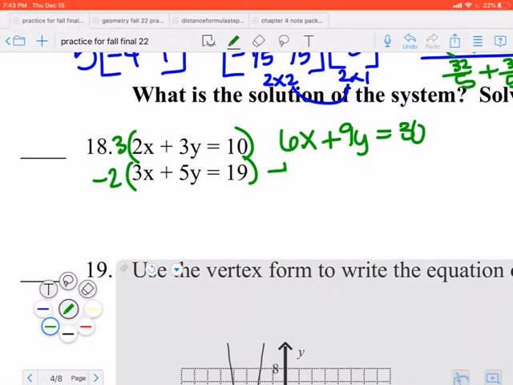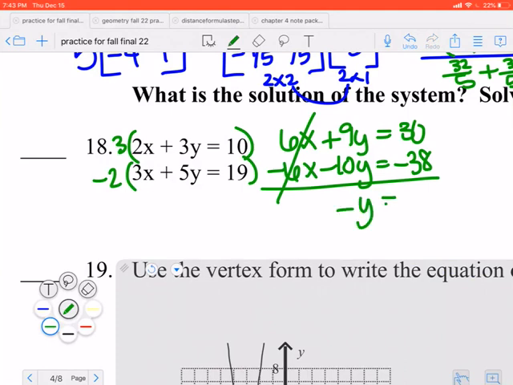And second equation, -6x minus 10y equals, what's 19 times 2? 38, negative. Now we can add them together. Our x's cancel. 9y minus 10y is -y. 30 minus 38 is -8. Divide both sides by -1. Y is equal to 8.